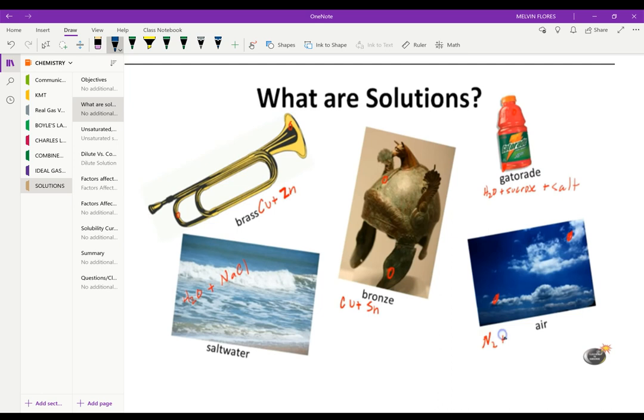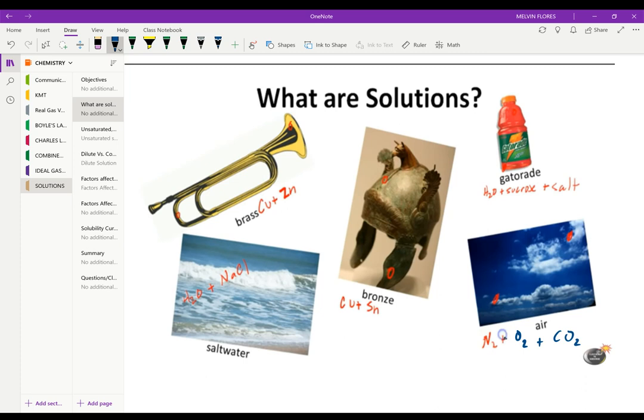Okay, and we have salt water, NaCl, or the salt, and air. Air is a combination of different gases, so it's a mixture also. Like for example, nitrogen, there can be oxygen, and then there can also be carbon dioxide gas. So it's a mixture of different gases.